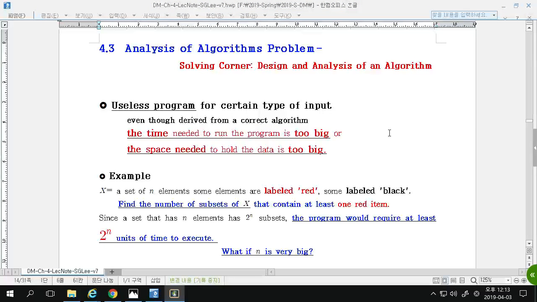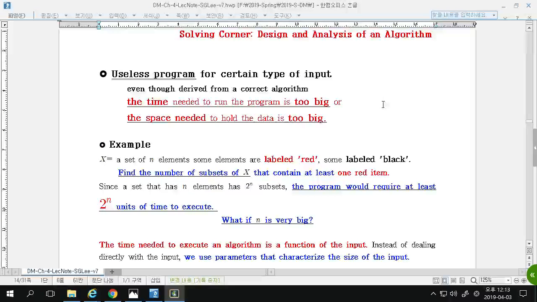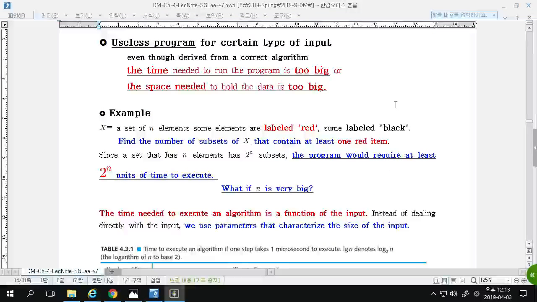We have studied the first two sections in chapter 4, algorithm, and today we will finish up the chapter 4. Section 4.3 starts with the analysis of algorithms, and we will finish up the whole chapter 4. I gave you problems to solve in chapter 4 for you.